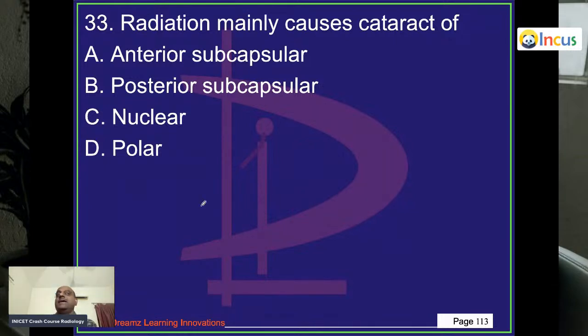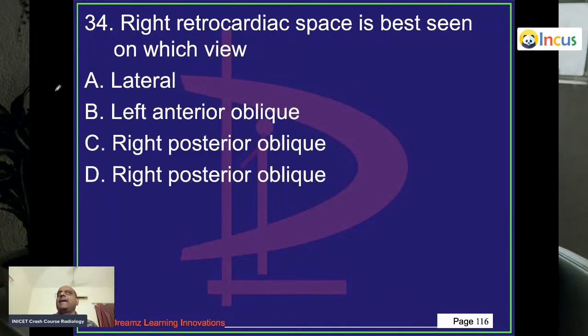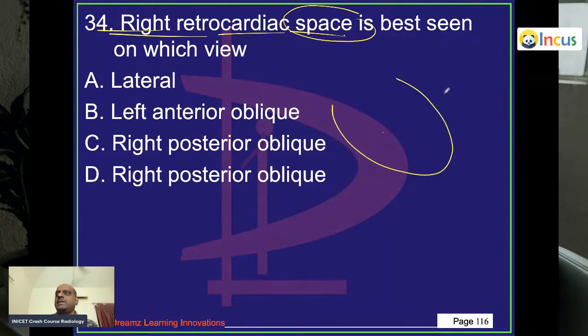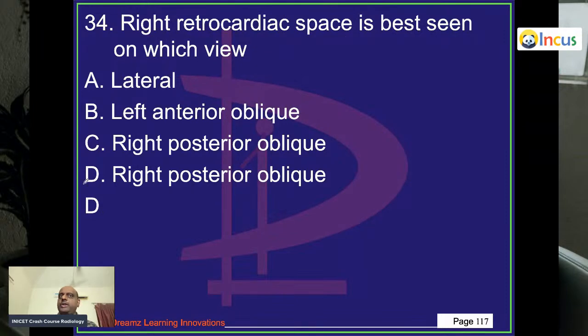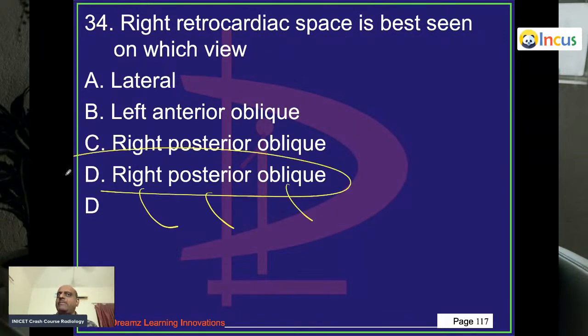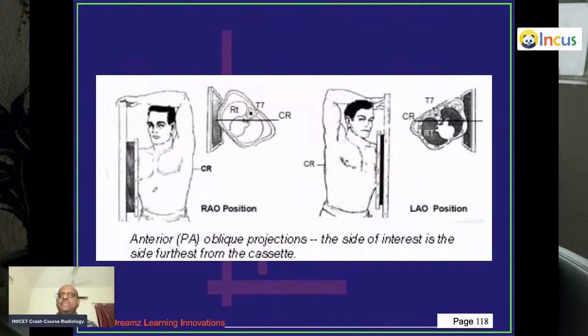Thank you very much. Radiation mainly causes cataract. Which kind of cataract? Posterior subcapsular cataract. Right retrocardiac space is best seen in which view? So you have the heart. So retrocardiac space on the right side, how can you see? So you need to do right posterior oblique view is the one which is preferred.